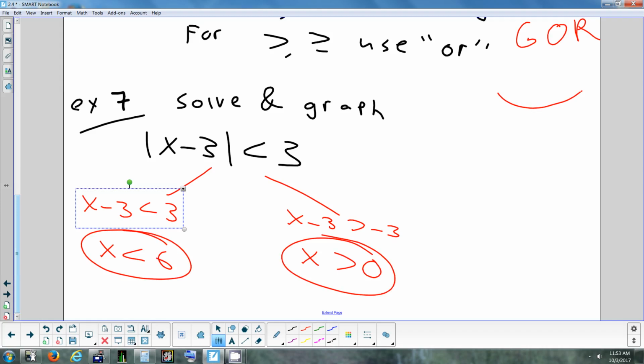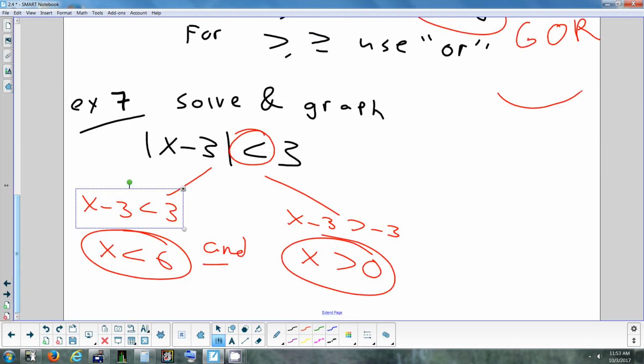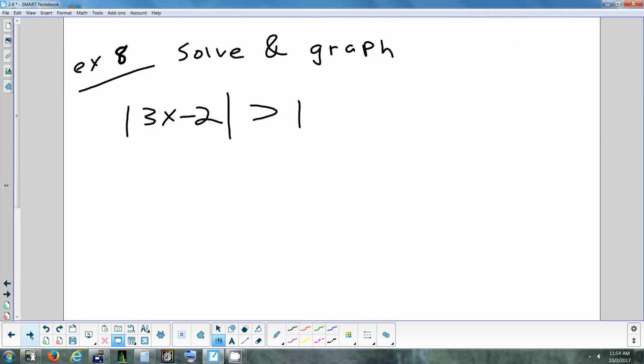And what word should I put between? And or? And. The original symbol is a less than. If you have a less than, you put an and. If you forgot or you put the wrong word on a test, I'd probably take a point off for the and or. But just make sure you remember that. Any questions before we finish up with one on the calculator? That's pretty much the same thing, so I'm going to skip that one. That would be an or because it's a greater than.